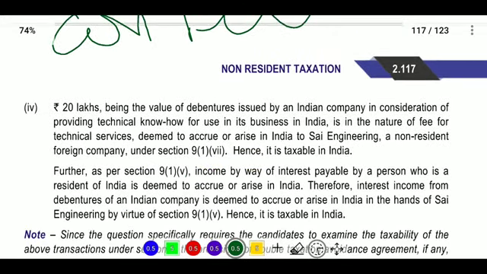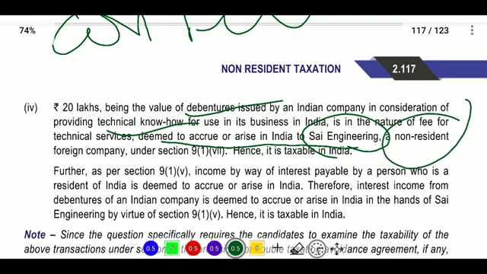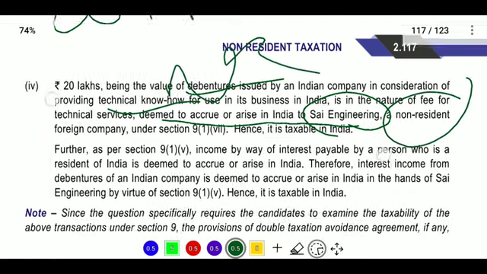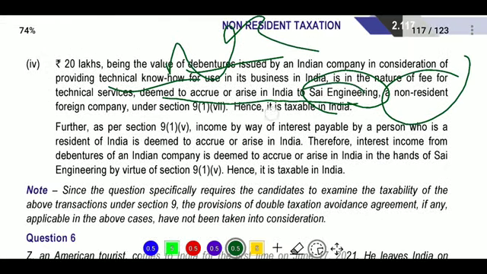Next, 20 lakhs being the value of debentures issued by Indian company in consideration of providing technical know-how for use in its business in India. So why was the debenture issued? Because of the technical know-how provided for use in its business in India. Next, in the nature of fee for technical service, it is deemed to accrue or arise in India to CI Engineering, who is a non-resident person, a foreign company, and hence it is taxable in India.